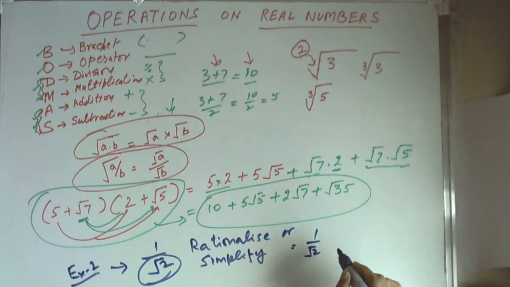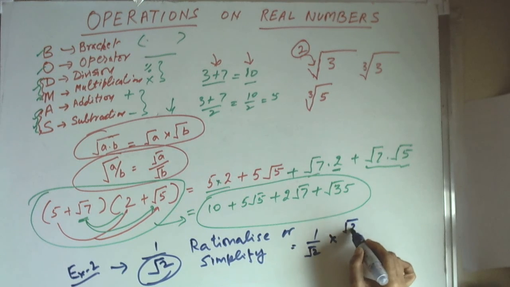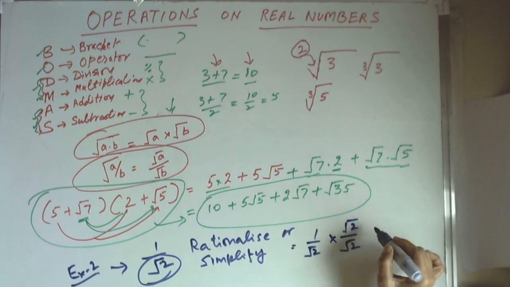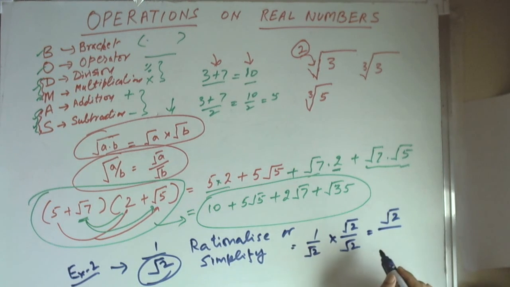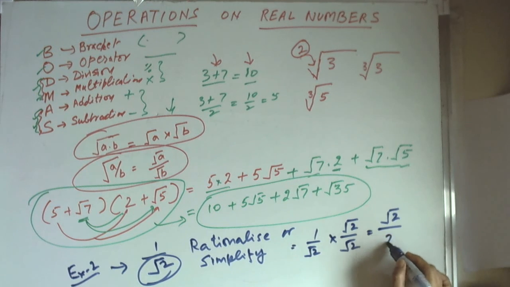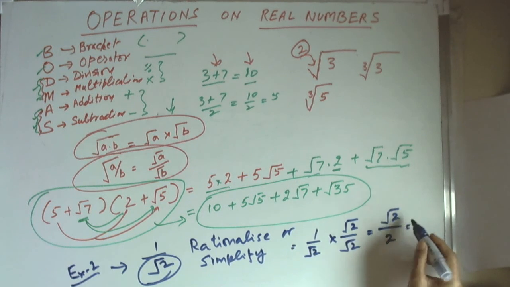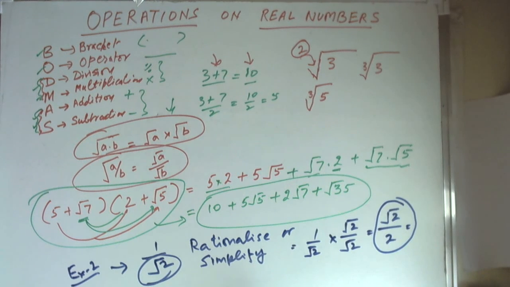We have 1 over under root 2, so we multiply both numerator and denominator by under root 2. So this will become on top under root 2 and below under root 2 multiplied by under root 2, which will become 2. So therefore this is the simplified number. Now it has an irrational number in the numerator, but it does not have an irrational number in the denominator. And why is it simplified? Because this number can now be represented quite easily on a number line, whereas 1 by under root 2 is very difficult to represent.